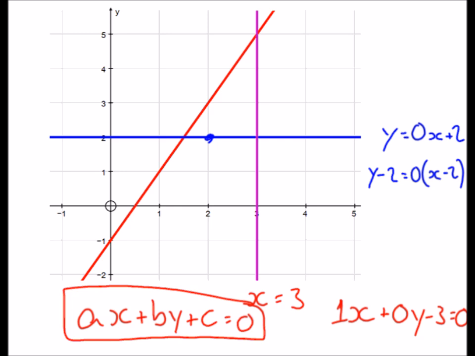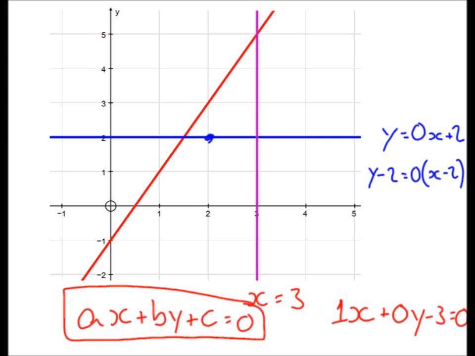What you'll tend to find in the exam, because they like nice neat answers, is they will want a, b and c to all be integers. And by integers we mean whole numbers. So not fractions, not decimals, just nice whole numbers. It's actually a rubbish equation for a line because I don't know what the gradient is. I can't get any information out of it until I put it into another form.